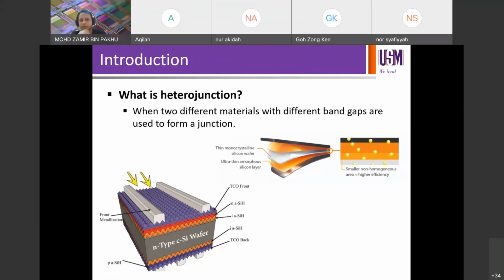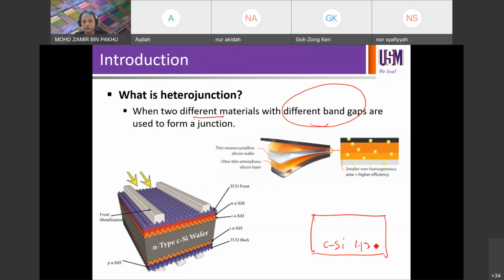So when two different materials with different band gaps, so the key word here is different band gaps, are combined, we're going to have a heterojunction. Remember last time when we talked about a p-n junction, we used to talk about crystalline silicon with a band gap of 1.12, right? Across the whole wafer thickness. Then we started talking about p-type here and then n-type there, but the whole material is still the same crystalline silicon with the same band gap across the material.